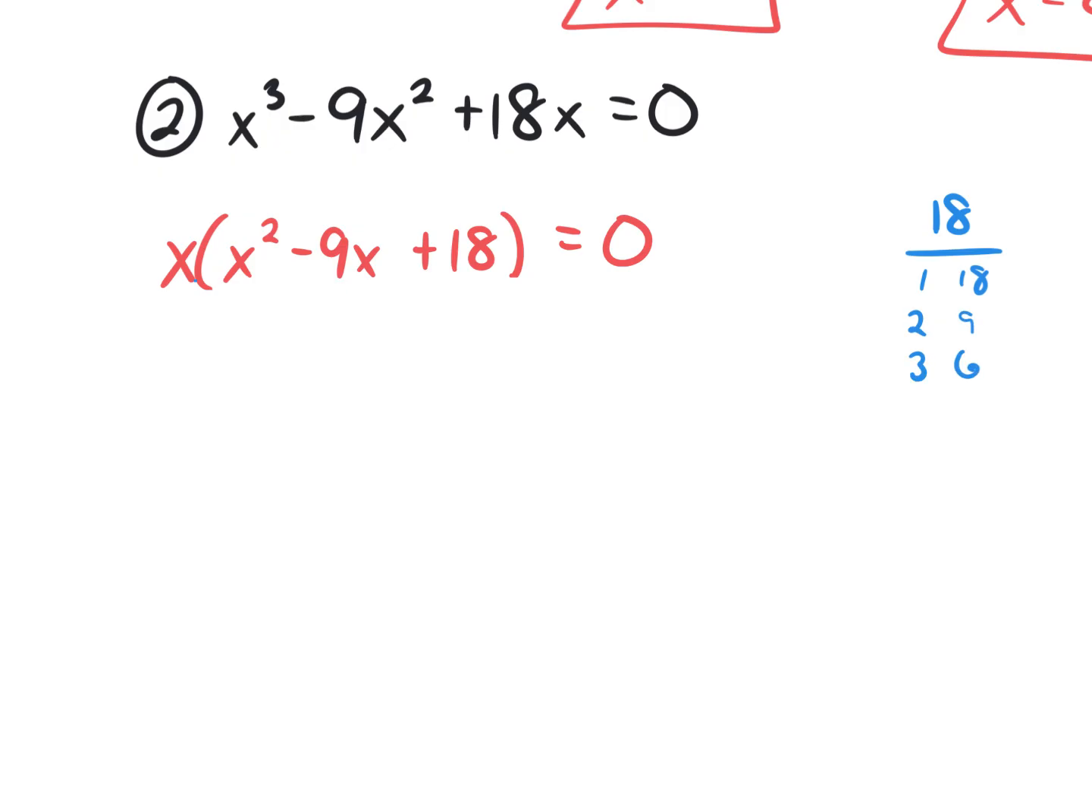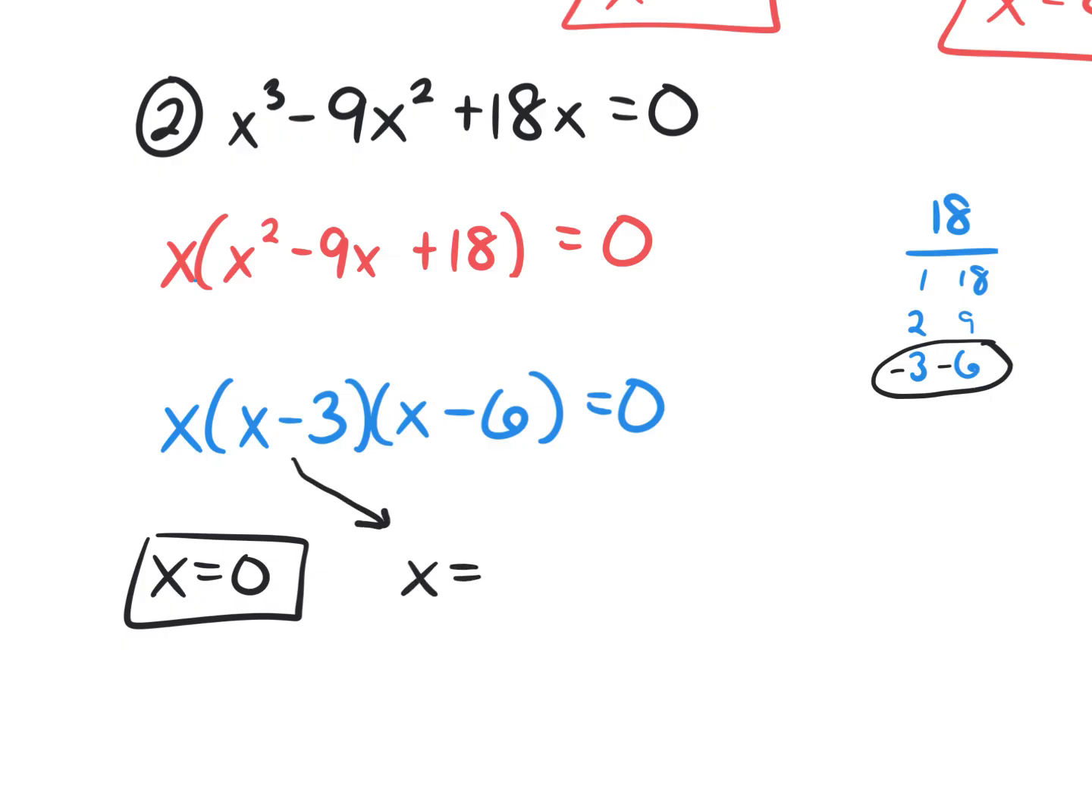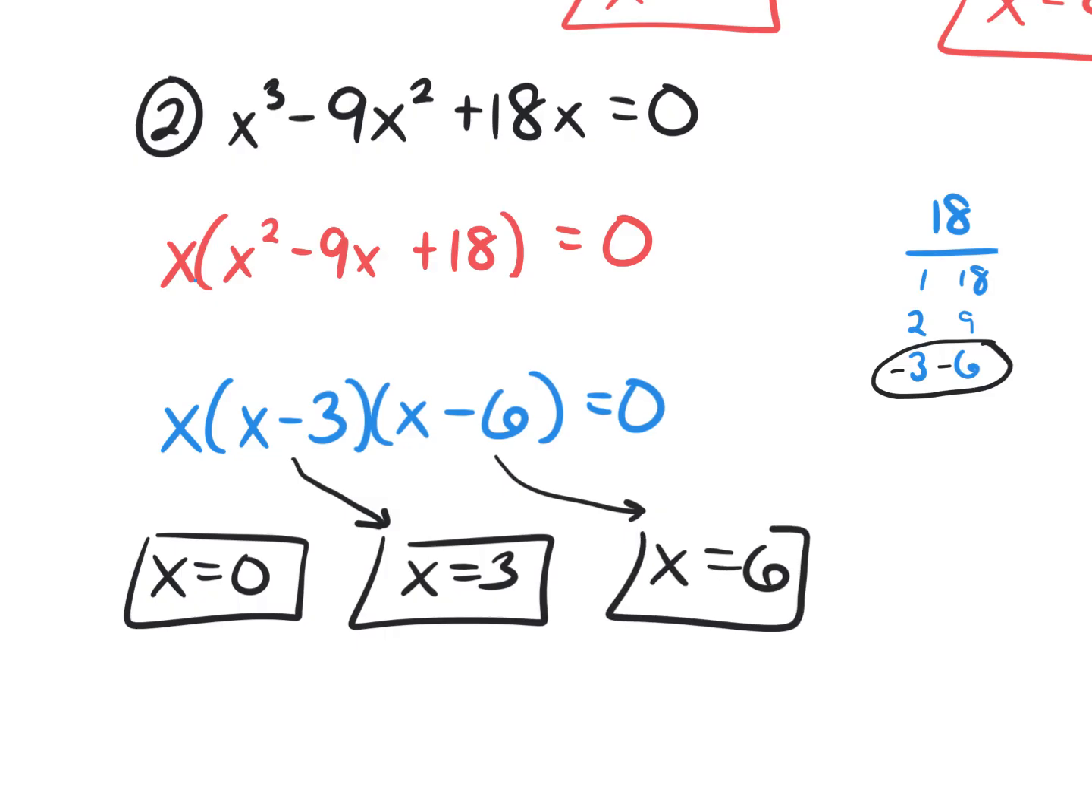Which one can get us to negative 9? 3 and 6. How? Both negative. How do I write those as factors? x minus 3 and x minus 6. We still have this x here, so we have x times x minus 3 times x minus 6 equals 0. What do I do from here? Set them equal to 0. x equals 0. What would I get for this one? x equals 3. What would I get for this one? x equals 6. Good.